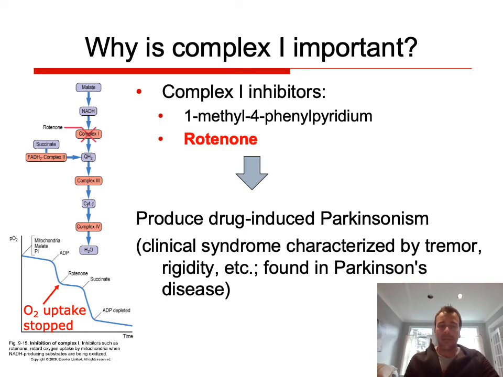There are complex 1 inhibitors. Rotenone is one. There's also 1-methyl-4-phenylpyridinium. Rotenone can actually produce drug-induced Parkinson's syndrome. It's a clinical syndrome characterized by tremor and rigidity, and it's found in Parkinson's disease. And so you can use these partial oxygen pressure graphs. For example, you can see the uptake of oxygen is stopped when you add rotenone. They use these graphs to look for inhibitors, for example.